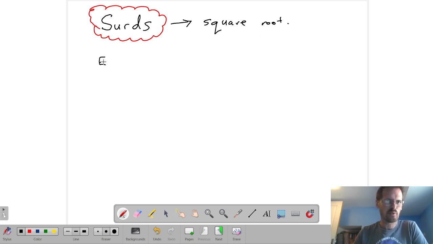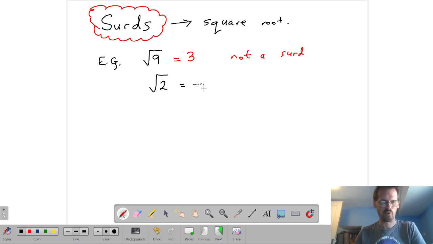So for example, root 9, square root of 9, we know that that's just 3, don't we? So that is not a surd because we can work it out. On the other hand, something like the square root of 2, well, we can't work it out. It carries on forever. It's 1.4, 1 something or other. And it carries on forever, so that is a surd, and we can't do anything with it without a calculator. We can't simplify it anymore. There's nothing else we do, we don't get a nice number.